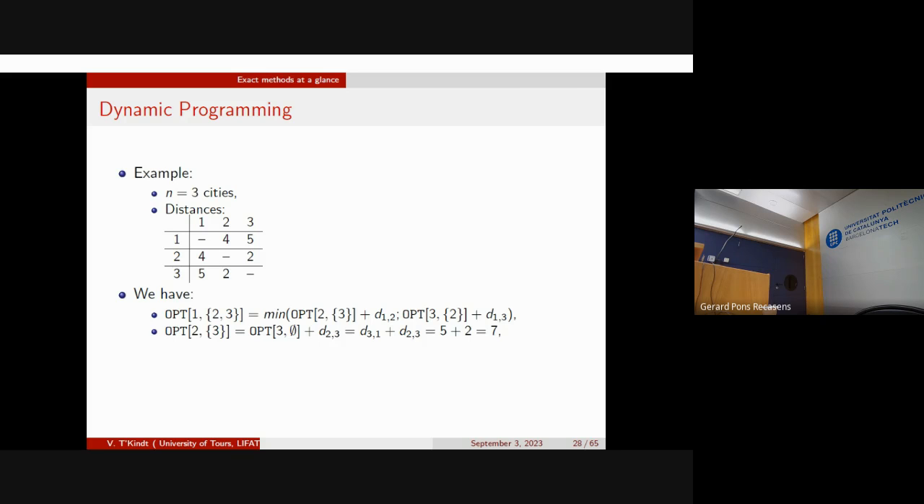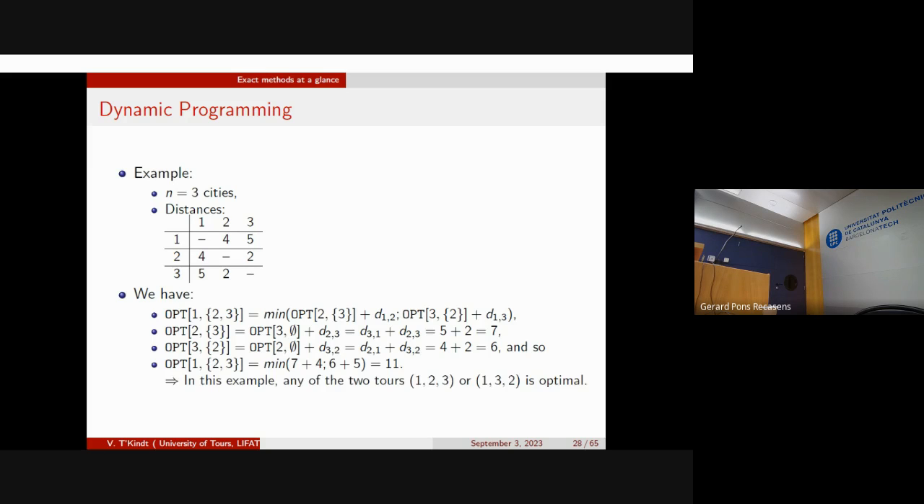Then I have to compute opt 2, 3, and you obtain that. That's a distance of 7. Believe me. Opt 3, 2, I apply the same principle, it gives a distance of 6. So now I go backward and I say, now I'm able to compute opt of 1, 2, 3. That's the minimum between 7 plus D12, D12 is 4, so 7 plus 4, and the minimum with opt 3, 2, which is 6, plus D13, D13 is 5, so 6 plus 5. So here, that's a particular case, okay? Any tour 1, 2, 3 or 1, 3, 2 has the same distance.